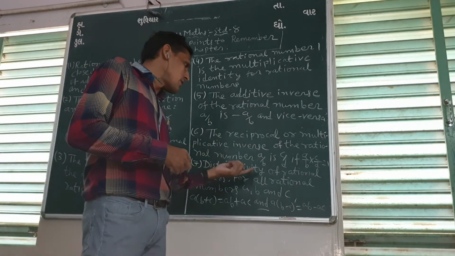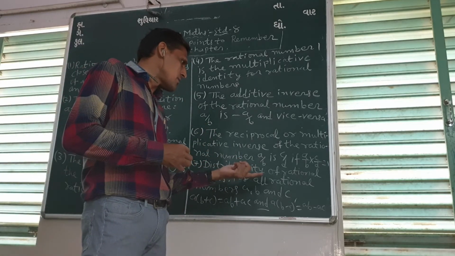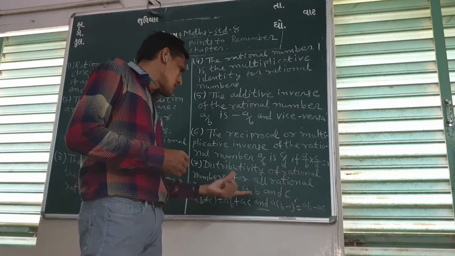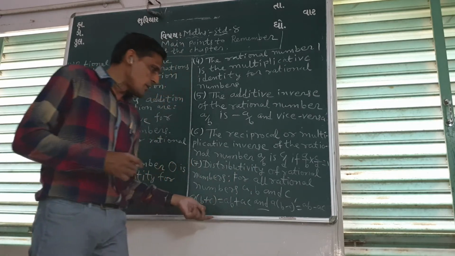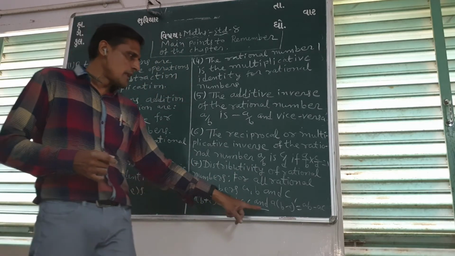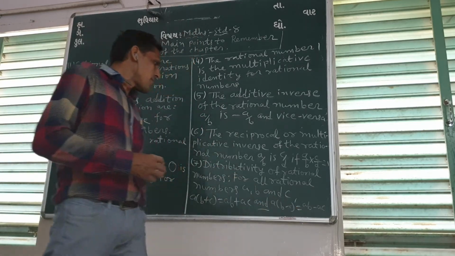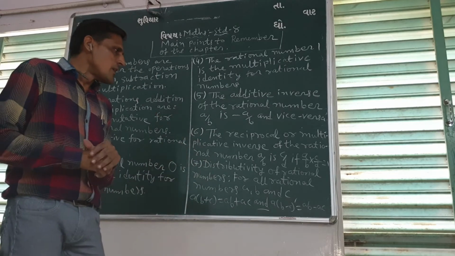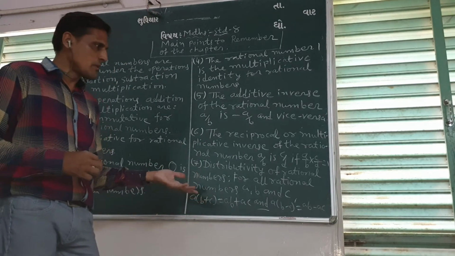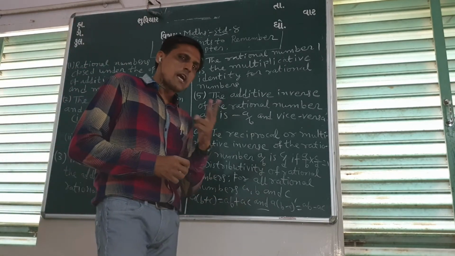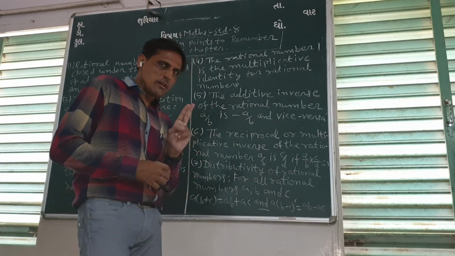Then distributivity of rational numbers: for all rational numbers a, b and c, a into b plus c is equal to ab plus ac, and a into b minus c is equal to ab minus ac, right? So all this we have done in the chapter. The last 2 points are left, that we will write down.